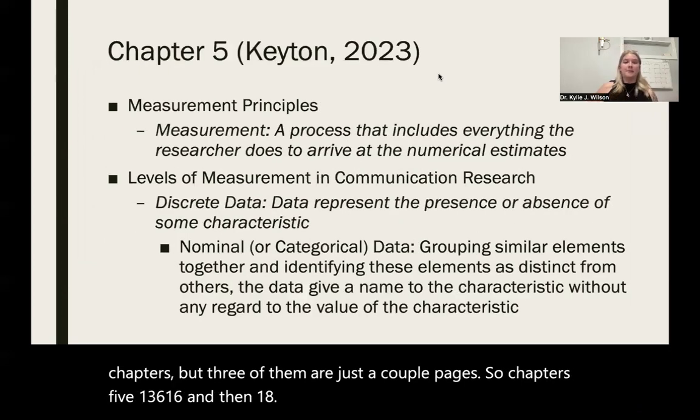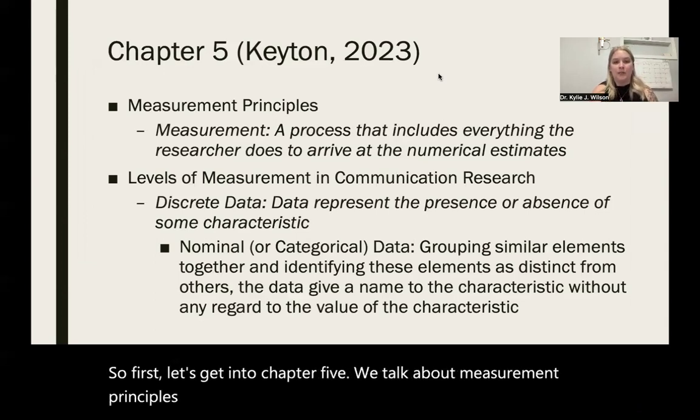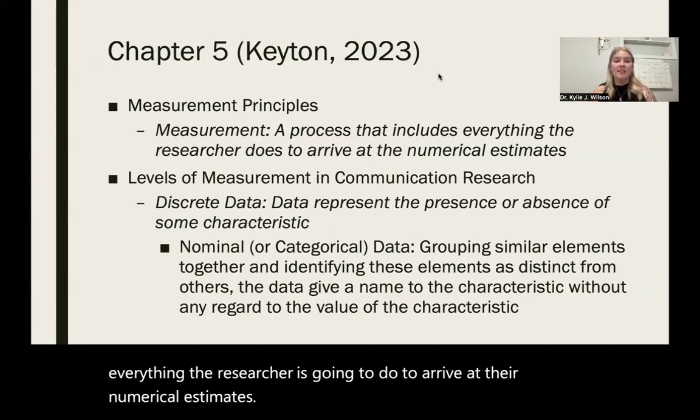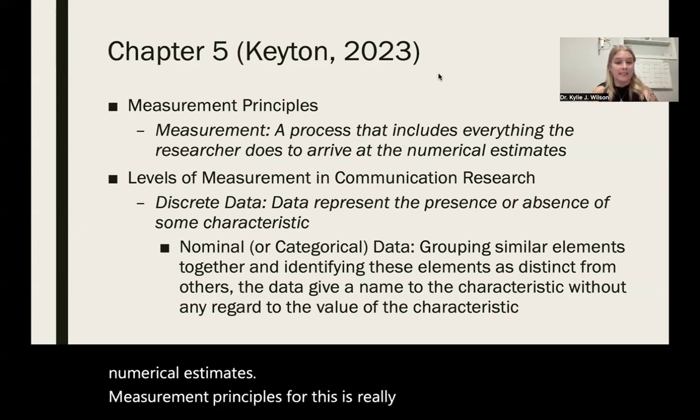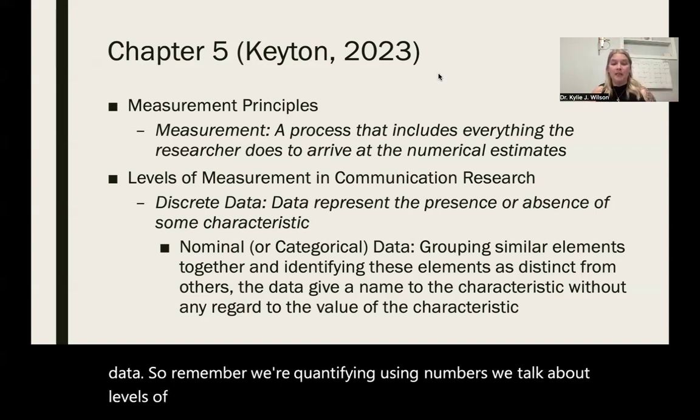So first, let's get into chapter 5. We talk about measurement principles. What is measurement? This is a process that includes everything the researcher is going to do to arrive at their numerical estimates. Measurement principles for this is really going with quantitative data. So remember, we're quantifying using numbers. We talk about levels of measurement in communication research.